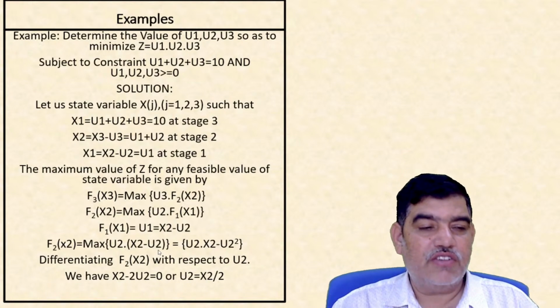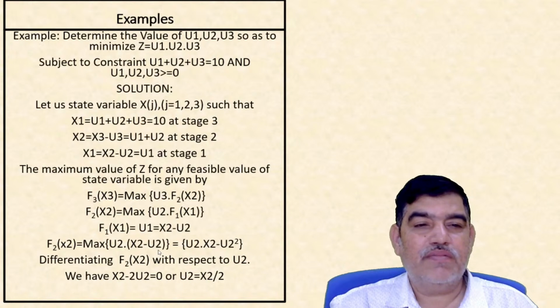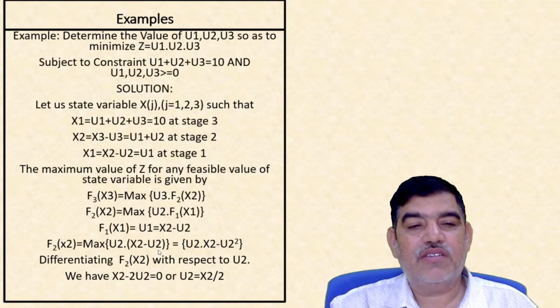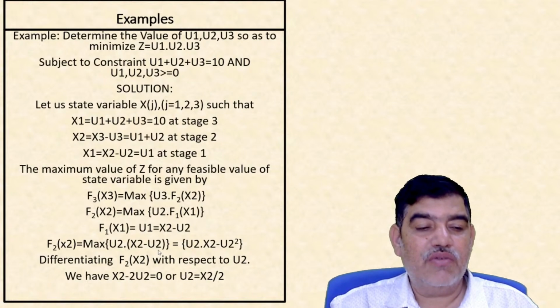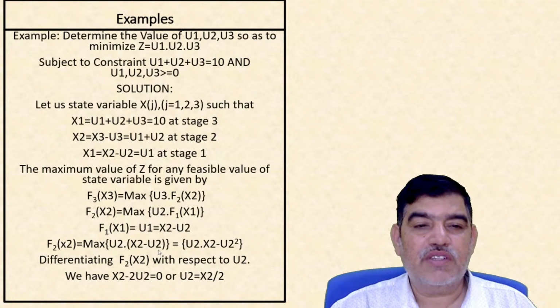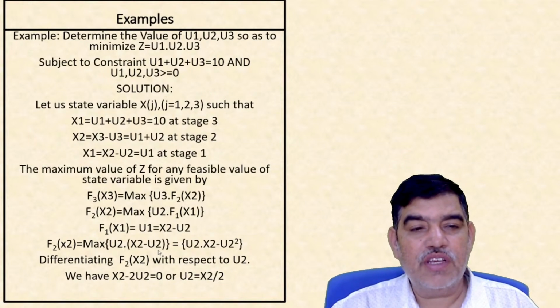So what is the solution here? Let us state the variable xj, where j stands for 1, 2, 3. Such that x1 equal to u1 plus u2 plus u3 equal to 10. That is a constant equation. u1 plus u2 plus u3 equal to 10. We consider that as stage 3. x1 equal to u1 plus u2 plus u3, that is 10 at stage 3.